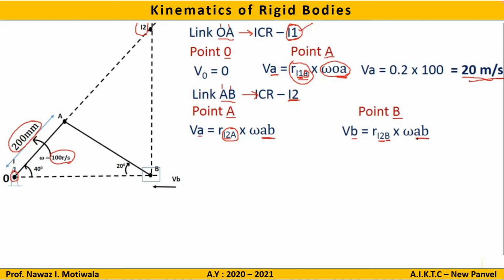Now what is the next step? The next step is to find out this r I2A and r I2B. After finding these distances, we will substitute in these formulas to get the required answers. So let us now see what r I2A and r I2B are. You can see that I2A is this distance and I2B is this distance.